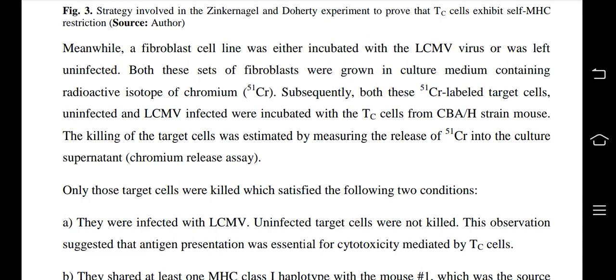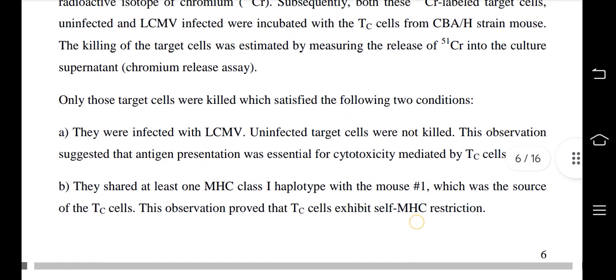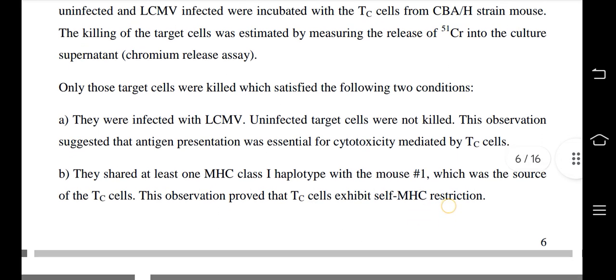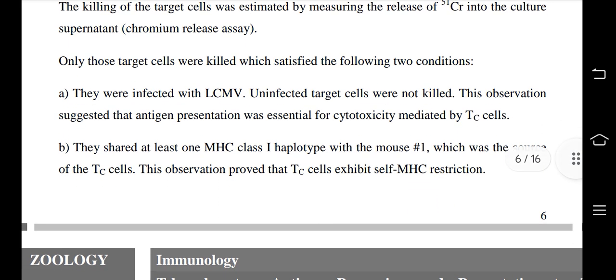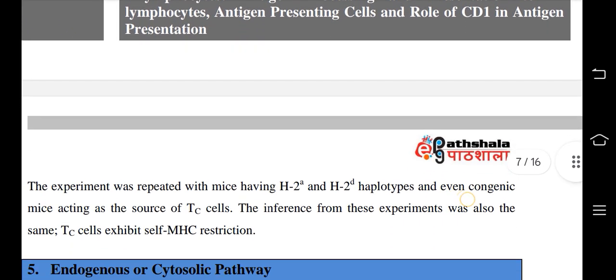supernatant, the chromium release assay. Only those target cells were killed which satisfied the following two conditions. They were infected with LCMV. Uninfected target cells were not killed. This observation suggested that antigen presentation was essential for cytotoxicity mediated by TC cells. They shared at least one MHC class 1 haplotype with the mouse which was the source of the TC cells. This observation proved that TC cells exhibit self-MHC restriction.